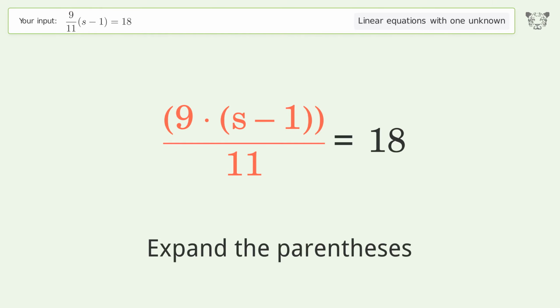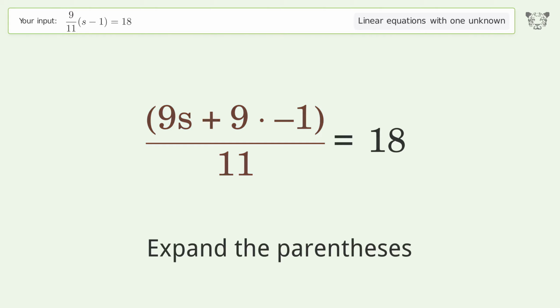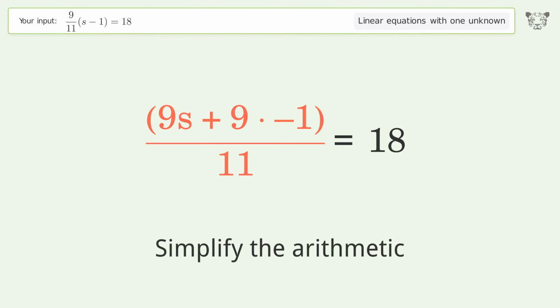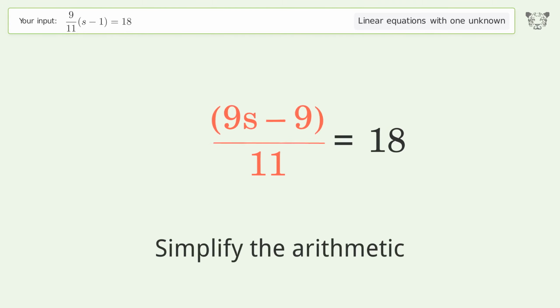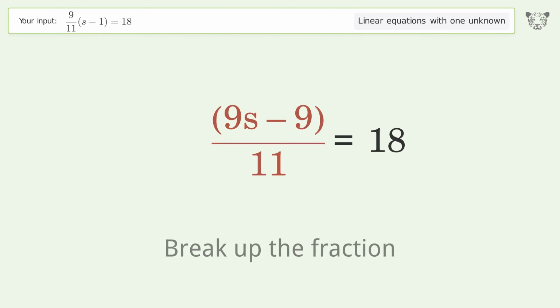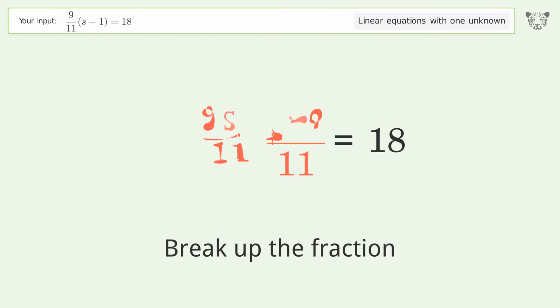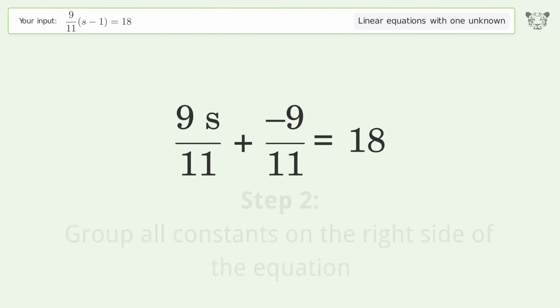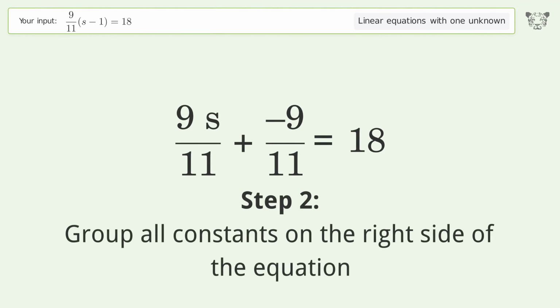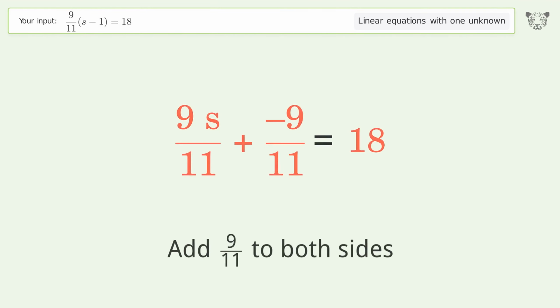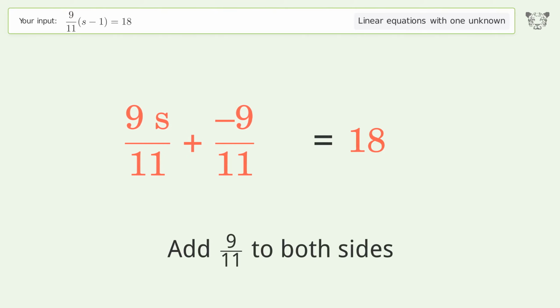Expand the parentheses. Simplify the arithmetic. Break up the fraction. Group all constants on the right side of the equation. Add 9/11 to both sides.